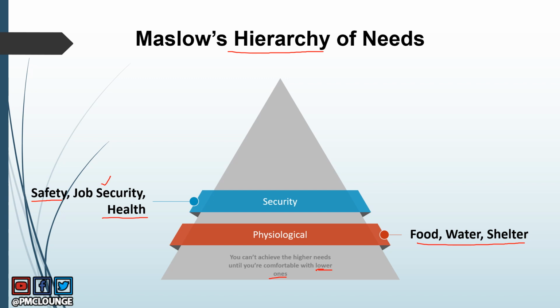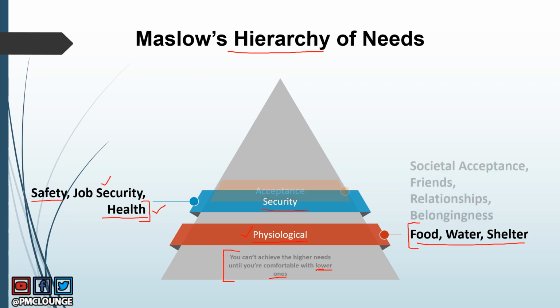Like I mentioned earlier, you cannot achieve the higher needs, which means you cannot go to the level of security until you have already achieved the physiological needs, right? So if you don't have food to eat, you're least bothered about your health. You will eat whatever is available because this is a physiological need. This is a need which you need to fulfill first, and once these are covered, only then will you look for healthier food options, right?